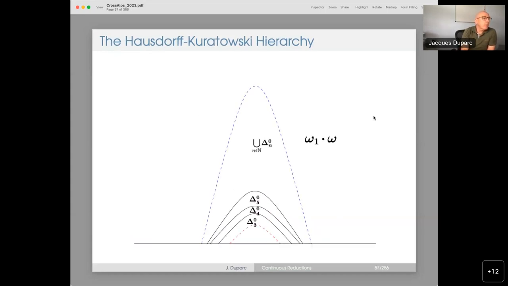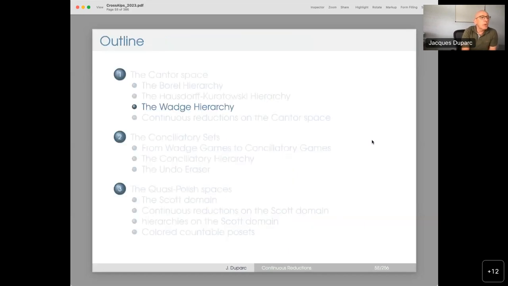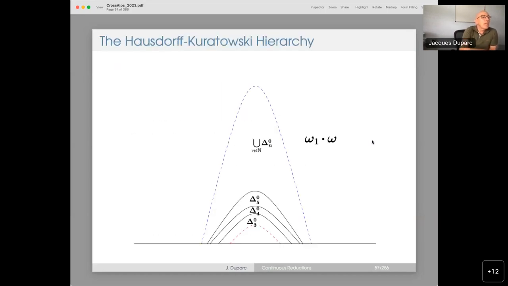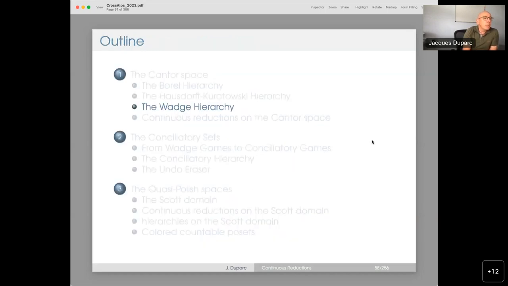If I keep on going like this, if I reach the union of the Delta 0 n, I will have omega 1 plus omega 1 plus omega 1, omega many times, omega 1 times omega. So if I do that for the whole Borel hierarchy, I will have omega 1 multiplied by omega 1 many levels, so omega 1 squared.